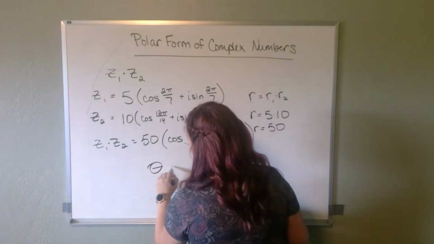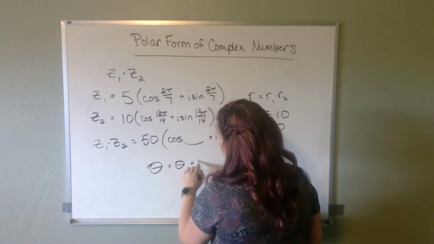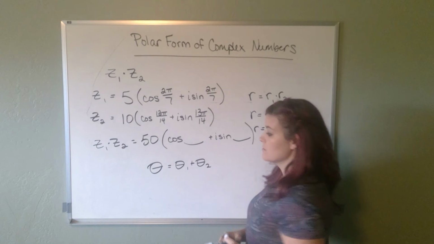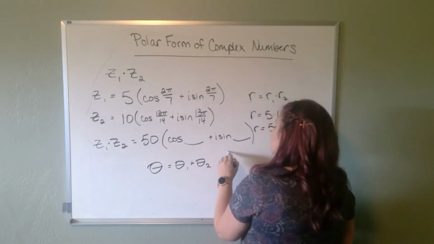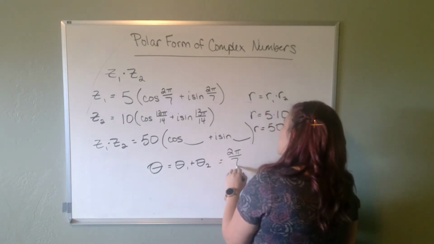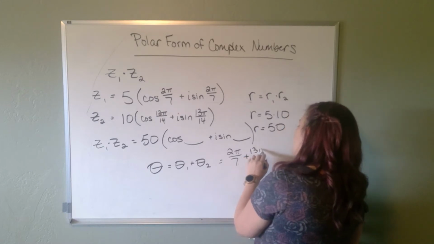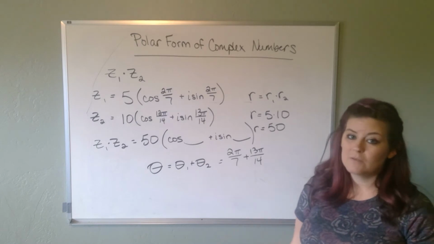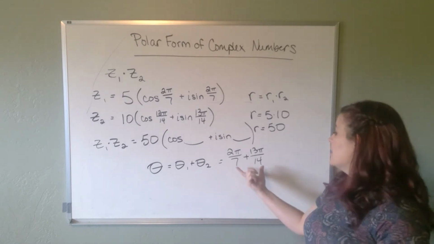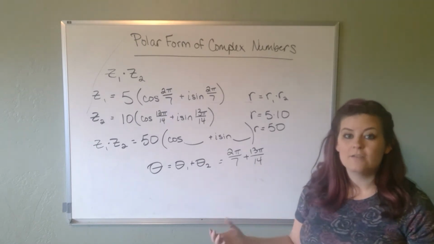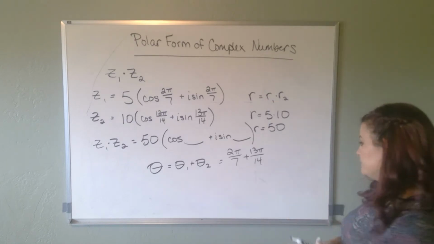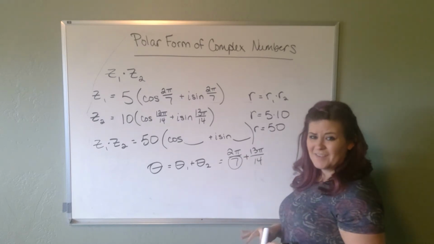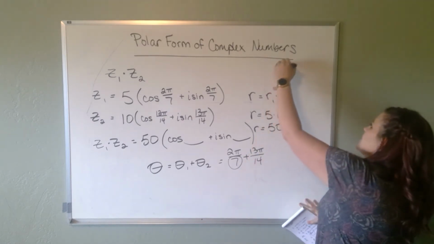Remember, to find the new theta, you take theta 1 and 2. You find the two angles that you already have, and you add them together. So our new theta is going to be 2 pi over 7 plus 13 pi over 14. When you're in radians, you've got a lot of fractions. We're going to have to find common denominators to add these two fractions together. But it'd be pretty easy to get a 14 on the bottom there. So take it up to the side.